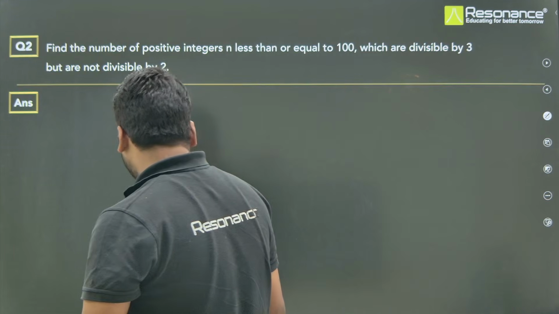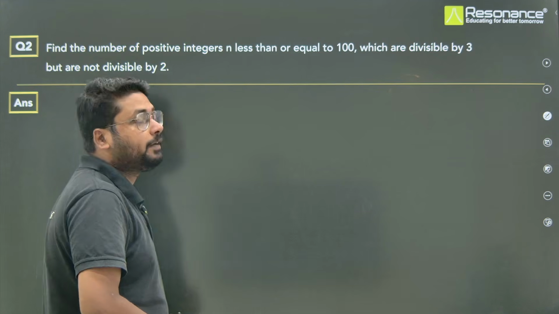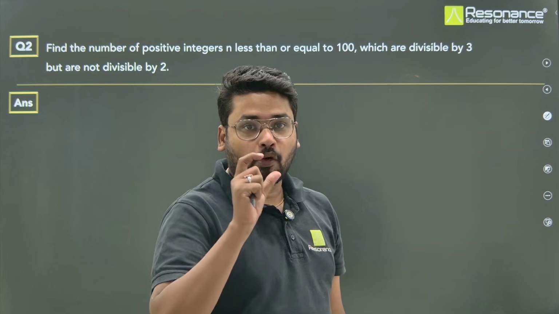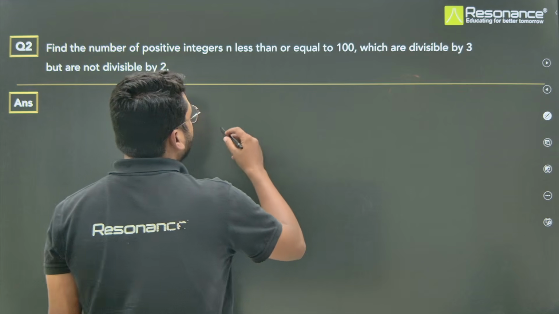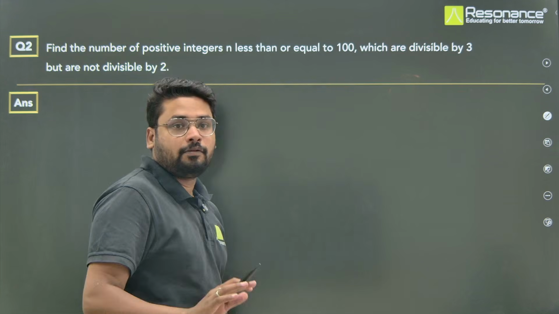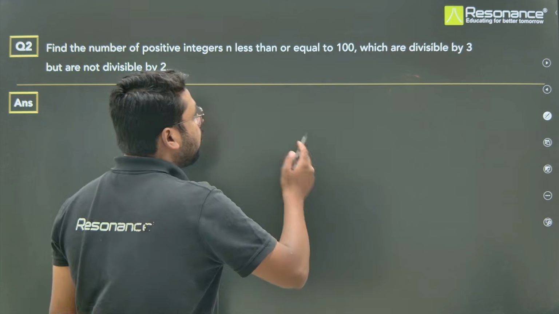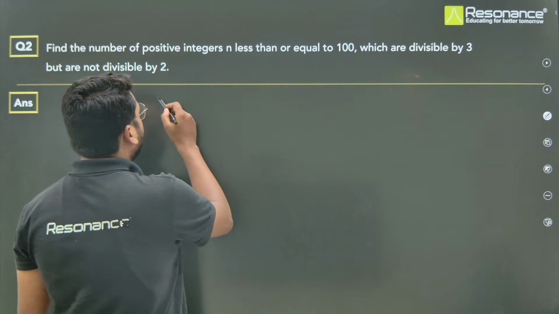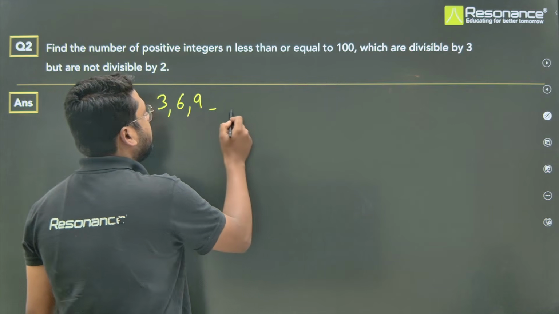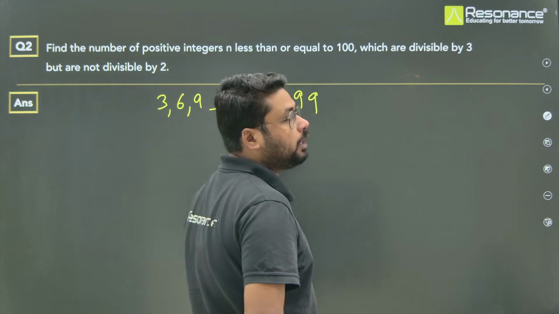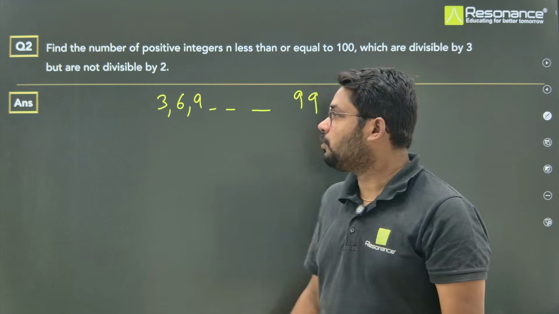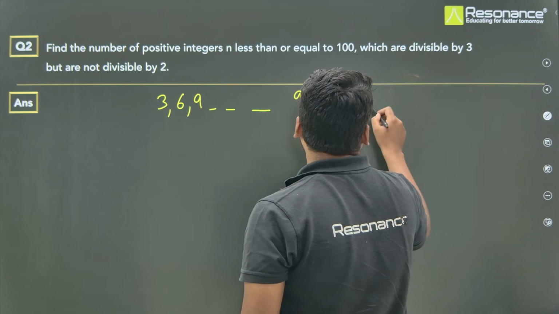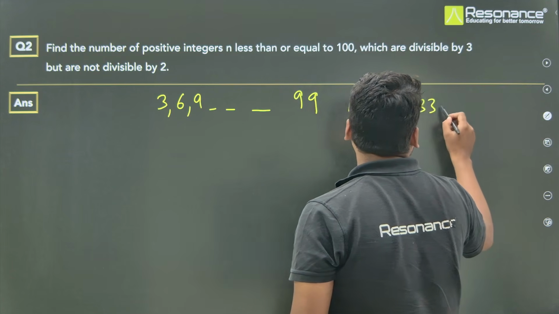Find the number of positive integers n less than or equal to 100 which are divisible by 3 but are not divisible by 2. The main focus is positive integers, means n can be up to 100 but n will not be a negative number. So first we'll find the multiples of 3 from 0 to 100. The first multiple is 3, then 6, then 9, and the last will be 99. Equal to 100 we have to take, okay. So overall these are 33 numbers.